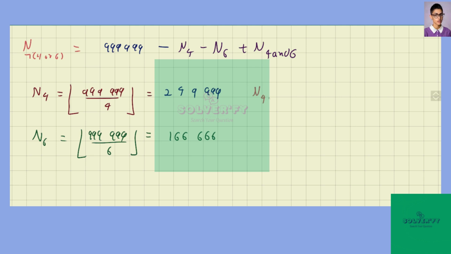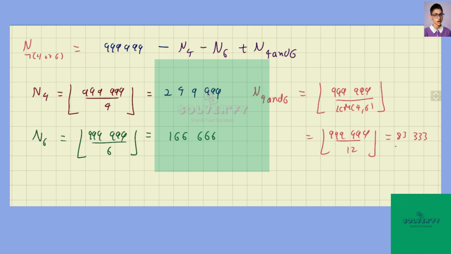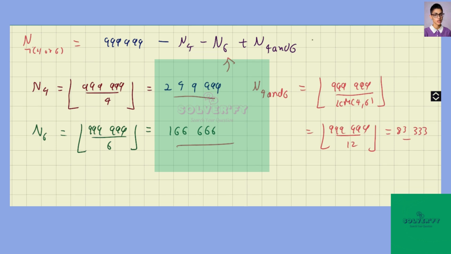The last is the intersection, all those positive integers that are divisible by 4 and 6. In this case, we take 999,999 divided by the least common multiple of 4 and 6, which is 12. So this is 999,999 divided by 12, and this results in 83,333. So we have all the values that we need to replace in our formula.